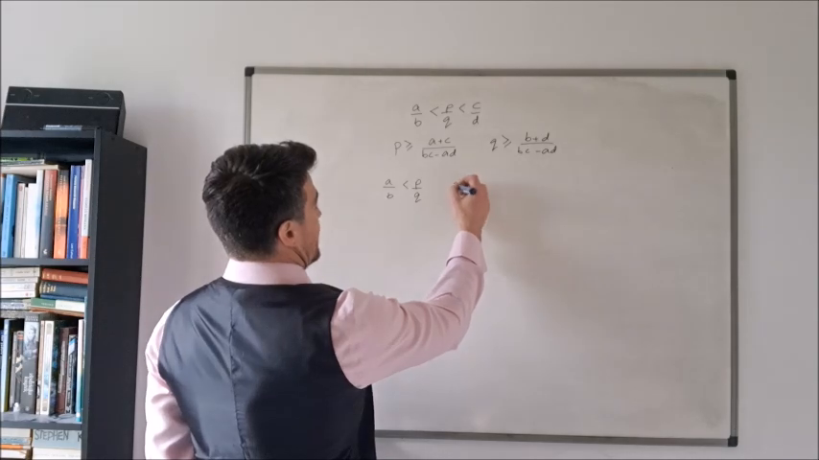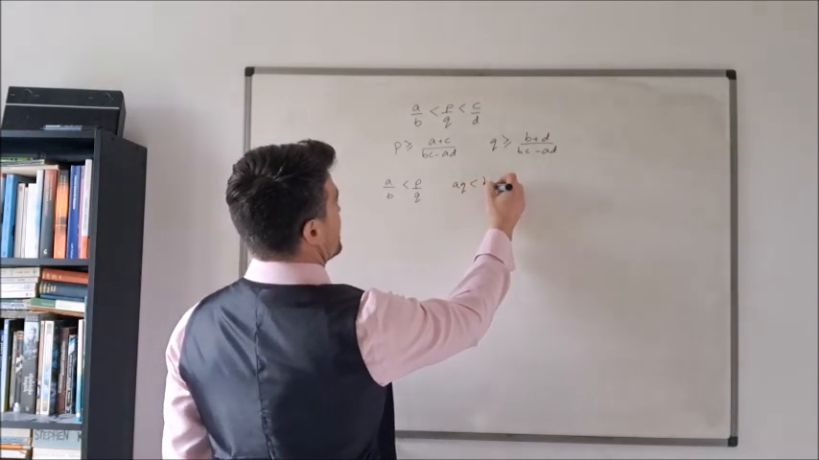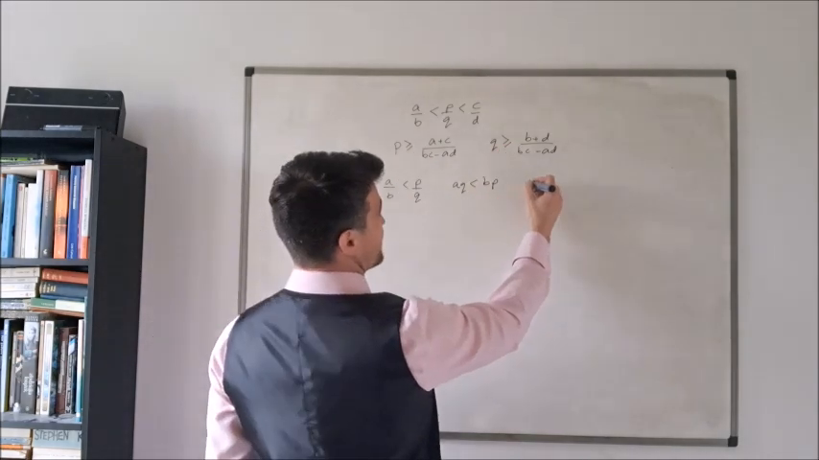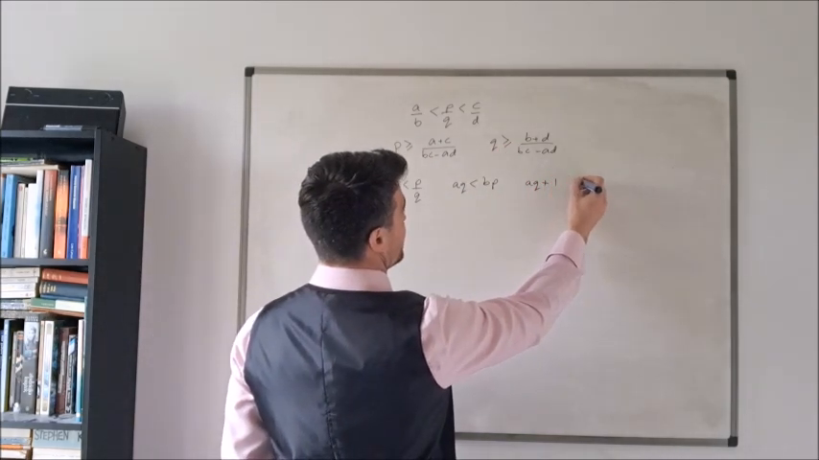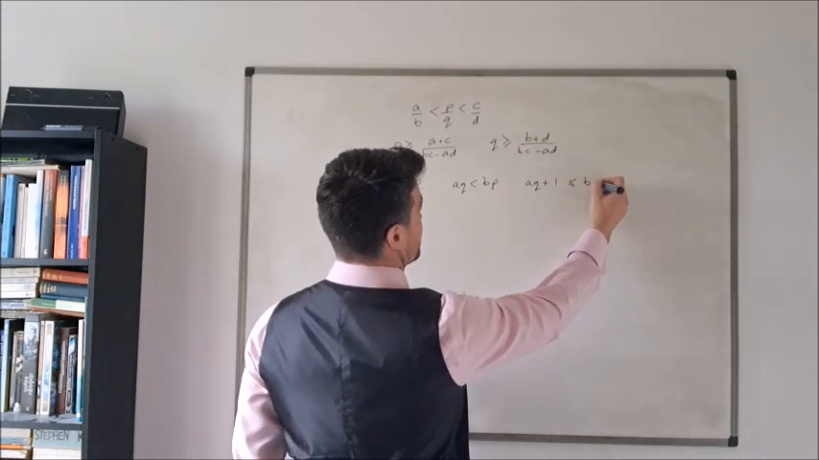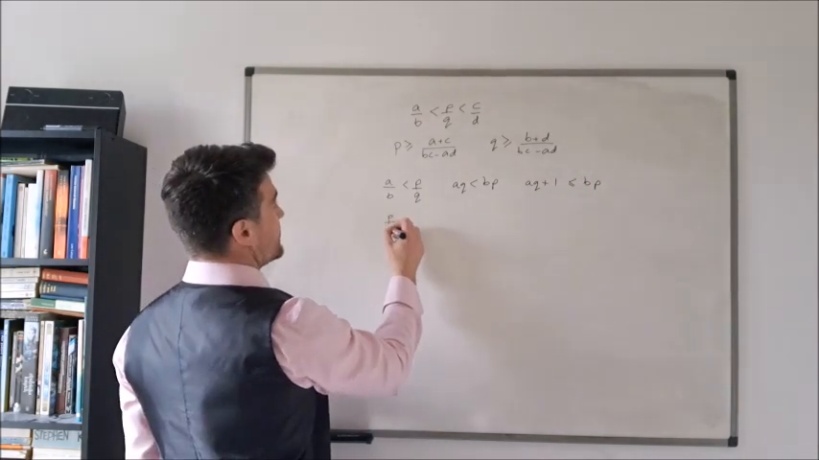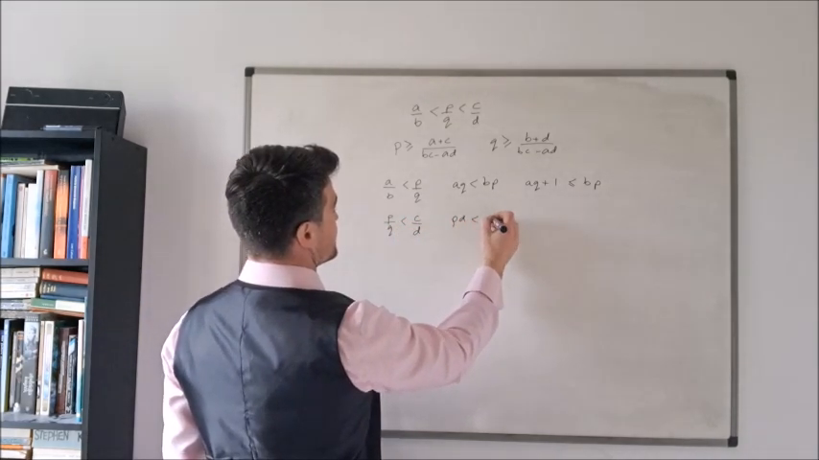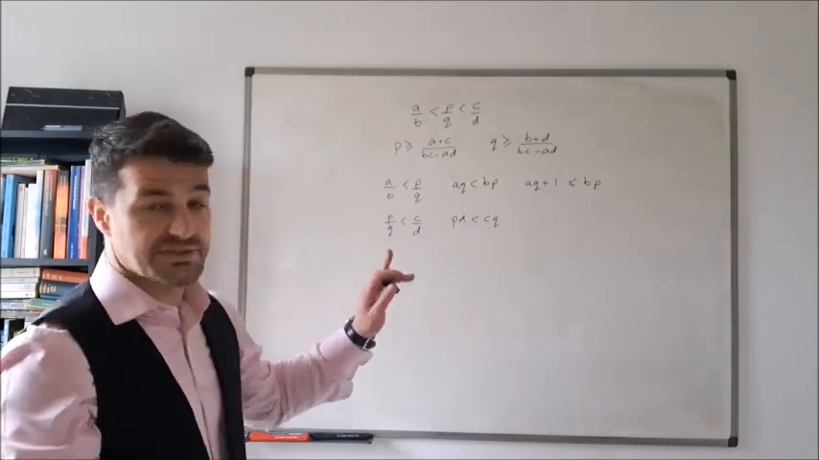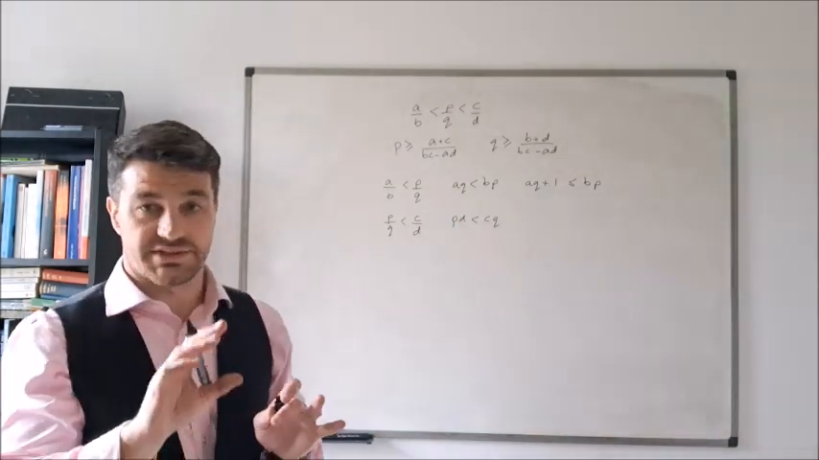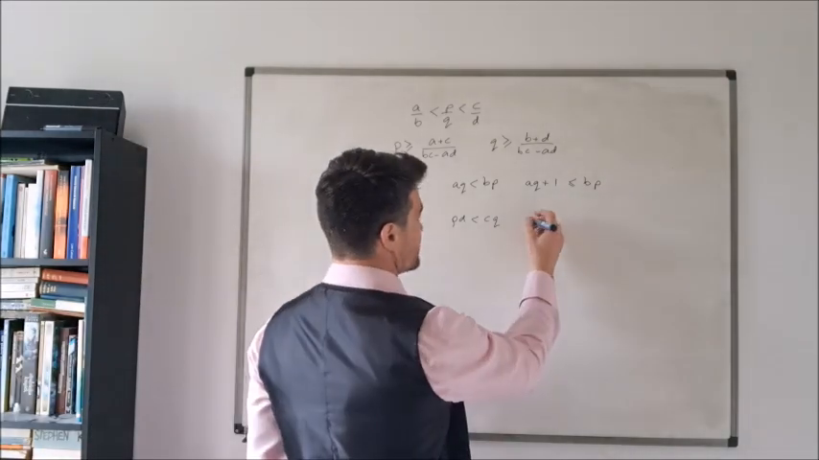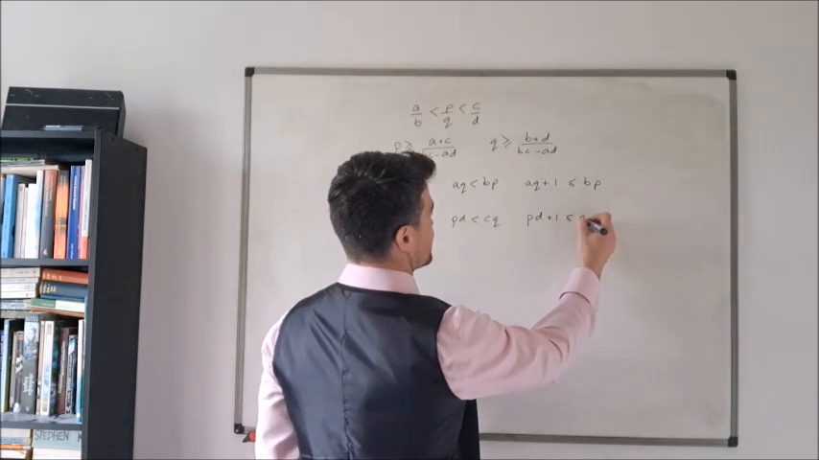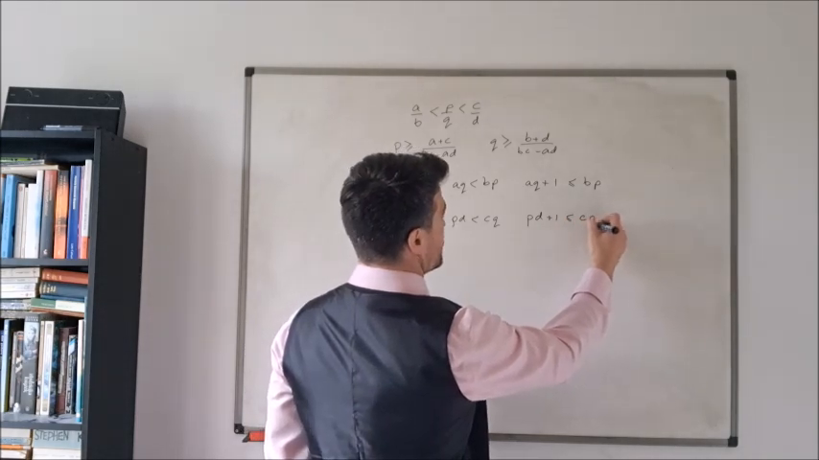So what do we get from this? We get that AQ is less than BP. And again, we've got these weak inequalities here. So straight away, I'm just going to slap in the 1 there. AQ plus 1 is less than or equal to BP. And P over Q less than C over D. We get that P times D is less than C times Q. Again, all of these are positive integers, so we don't need to worry about the inequality symbol flipping around or anything like that. It's very straightforward. And that means that P times D plus 1 is less than or equal to C times Q.